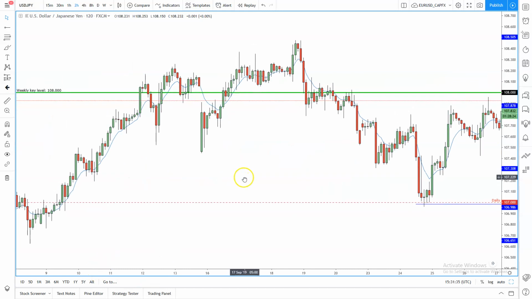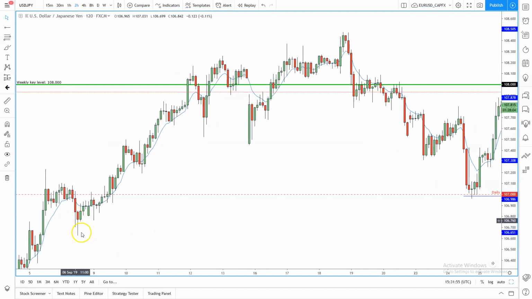Look for an evening star. Okay, so here's an example of an evening star formation. 1, 2, 3. The middle candle, can you see guys, gives us a nice hammer candle, and then the third candle engulfing, and then price pushes downwards.